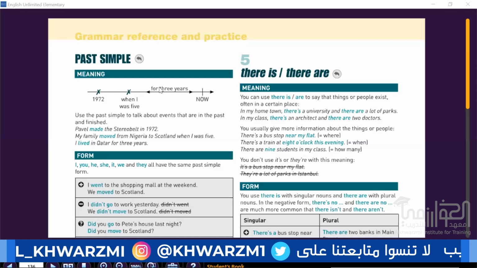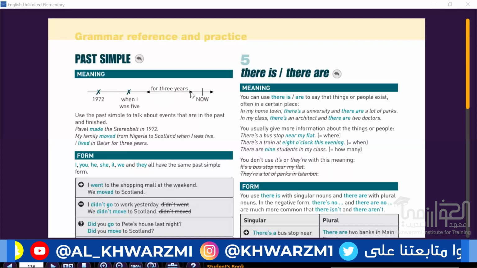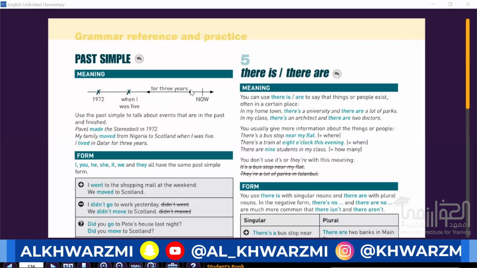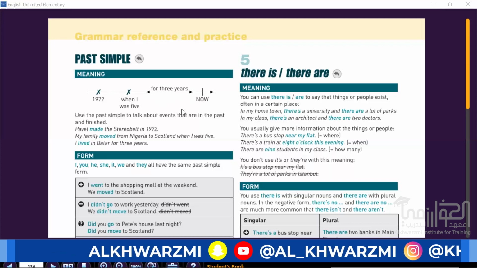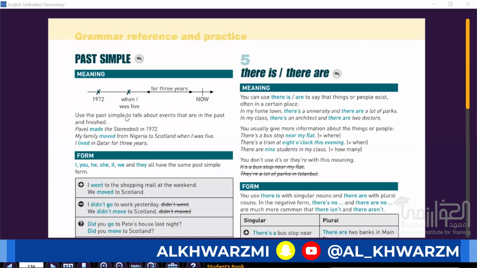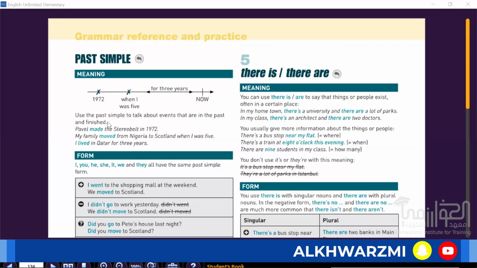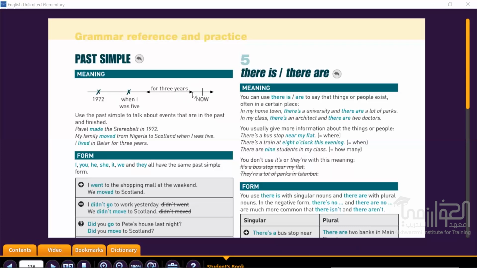And we can also use it for a period. You can see this time to this time. This is a period, fatra, a 3 years period. We can use the Madi Basit for that also. So let's look at this. Use the past simple to talk about events that are in the past and finished. So something that happened before now, everything before now, the past simple can be used for it. And it is finished. The action is finished. The event is finished.